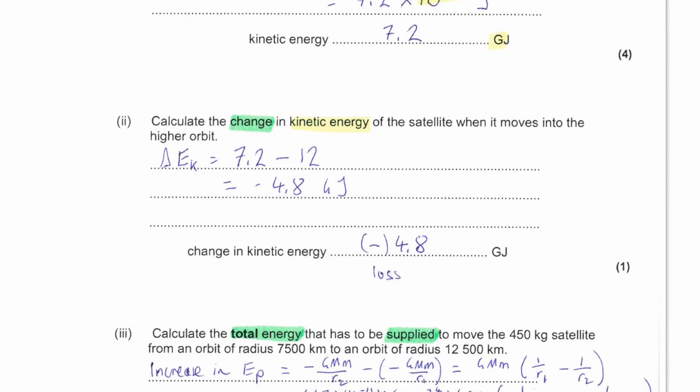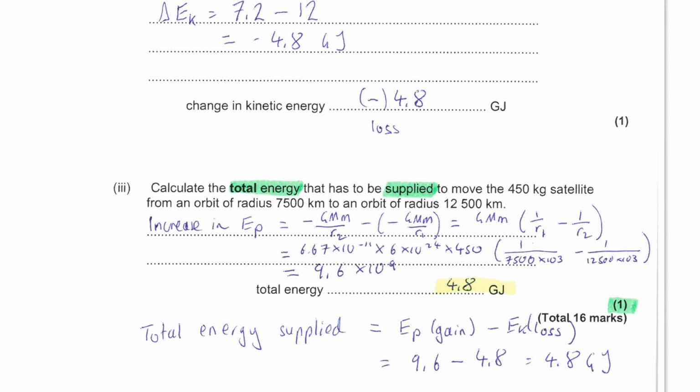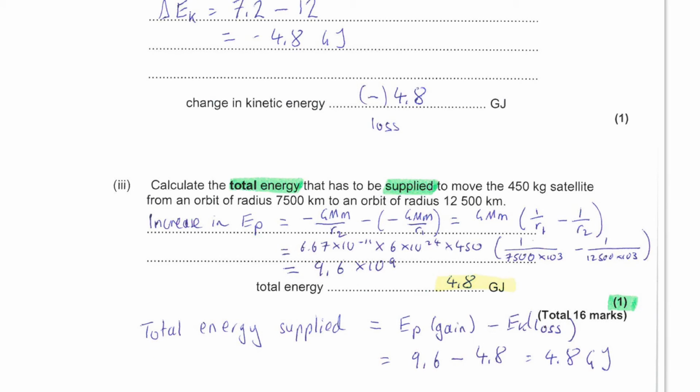This leads us to the next part of the question, which simply asks for the change in kinetic energy when it moves to the higher orbit. So we have got here the final kinetic energy, take away the initial kinetic energy, and that gives us a negative value. So it does mean we actually have a loss of kinetic energy here.